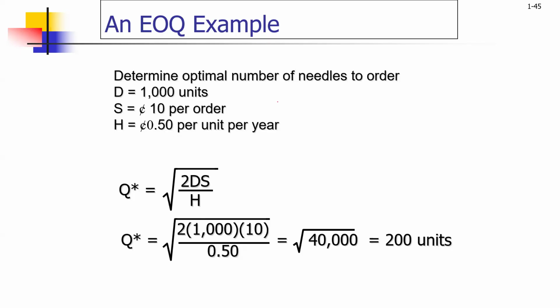So the formula is the square root of 2DS over H. And when you work on this, you get 200 units as your economic order quantity. So it means that anytime you want to order new items for these needles, you need to make sure you order 200. And that one will reduce your cost to the barest minimum. You have the lowest level total cost. All right.